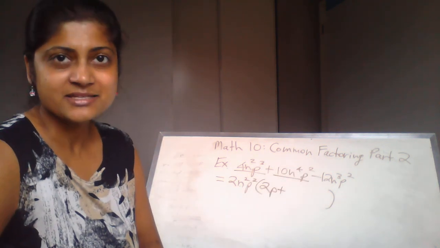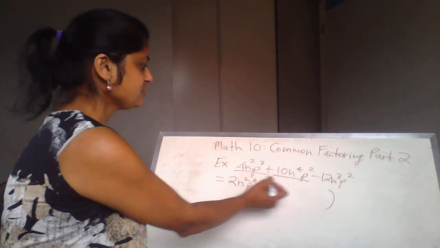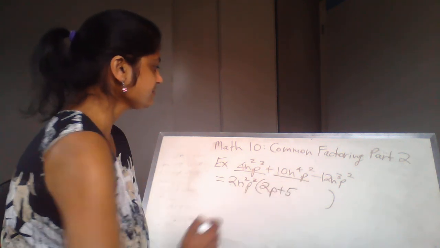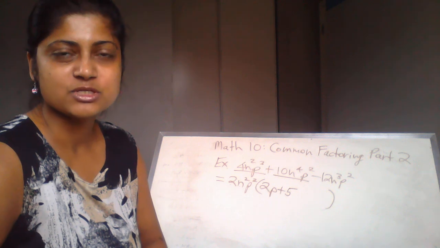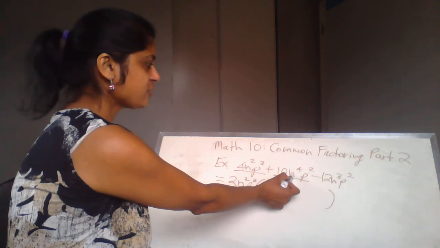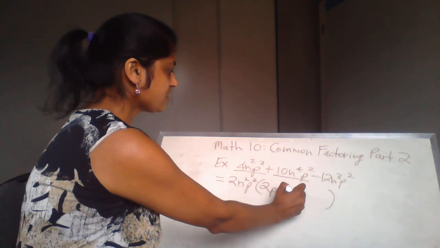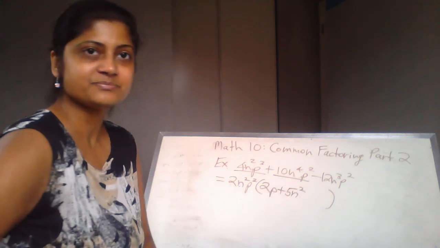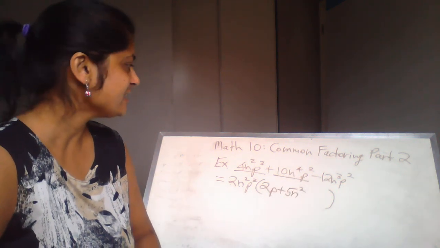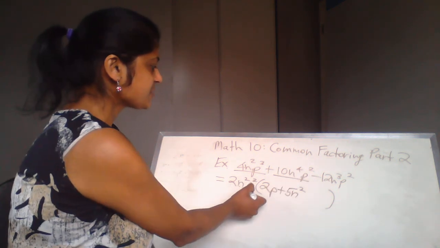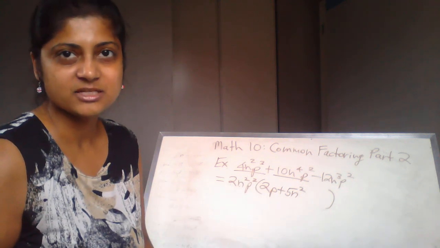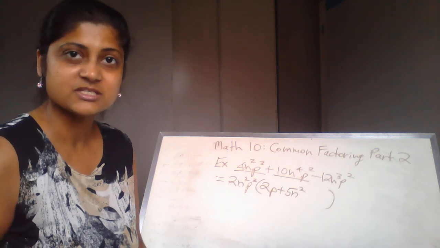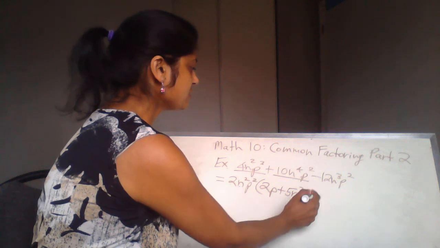I'm looking at 10. So 10 divided by 2, which is 5. I'm going to subtract the exponents. So n to the power of 4 minus n to the power of 2, so this is also n squared. And the last one is p squared minus p squared. It is gone, and it's 0. That doesn't mean it's 1. It's just 0. And then I'm just going to open this up here.